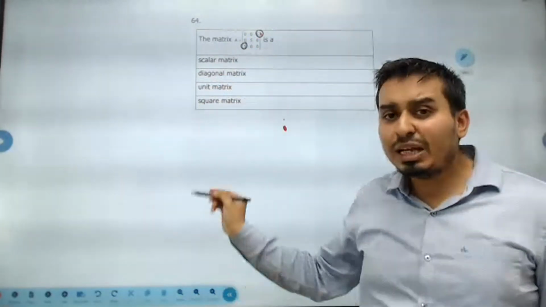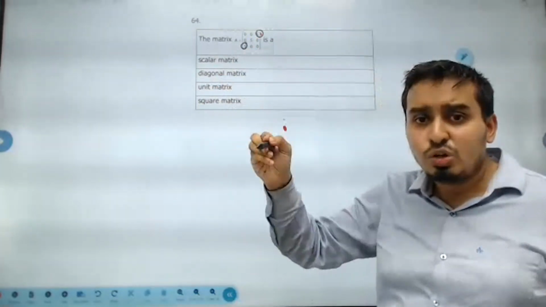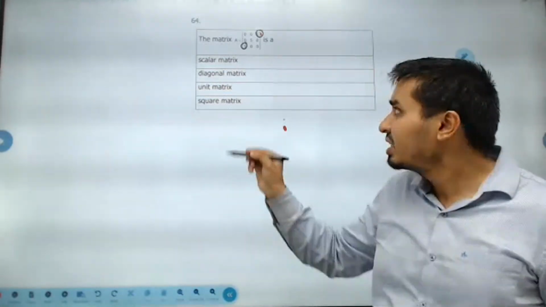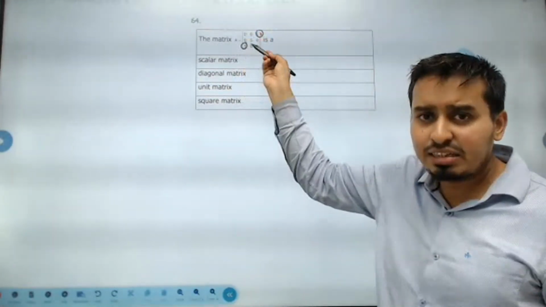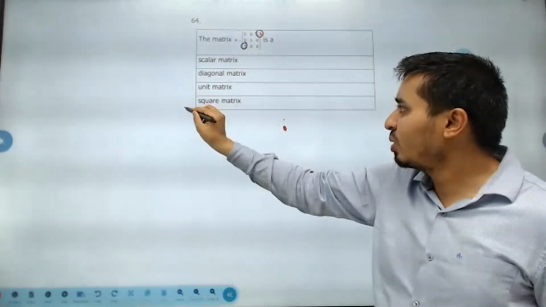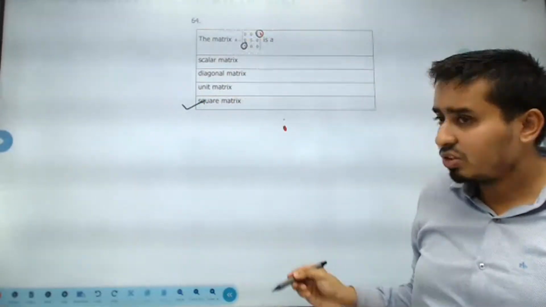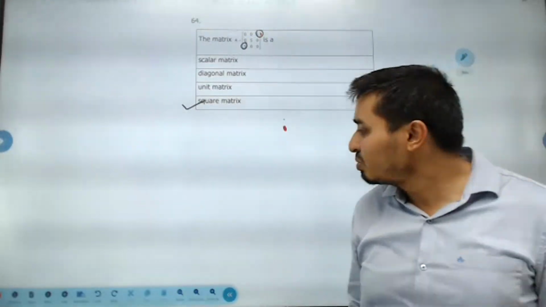Square matrix. A square matrix is a matrix whose rows and columns are equal. The number of rows is equal to the number of columns. You can see there are 3 rows here and there are 3 columns. So the answer is option D, right? It will be a square matrix. So I hope you have understood this. Let's move.